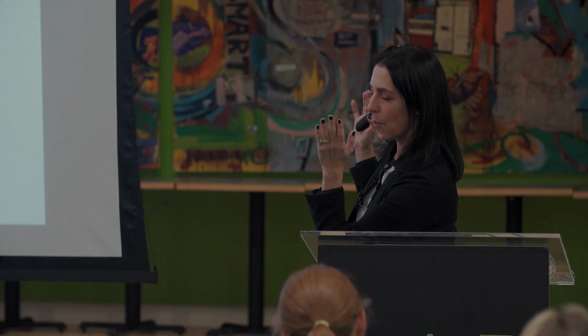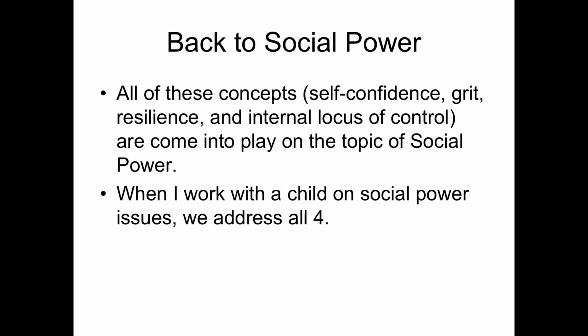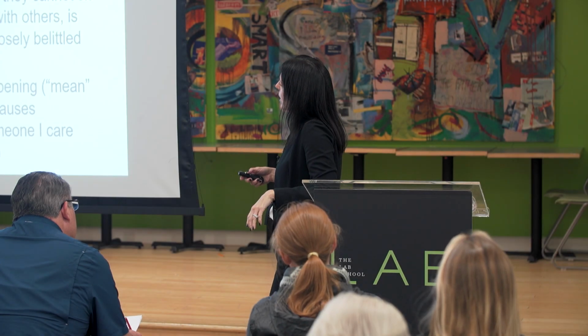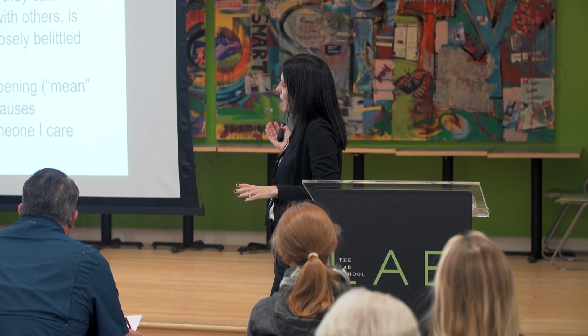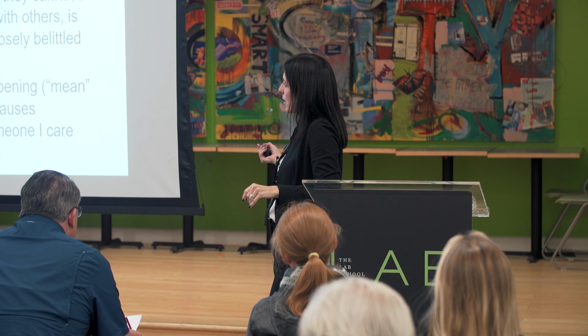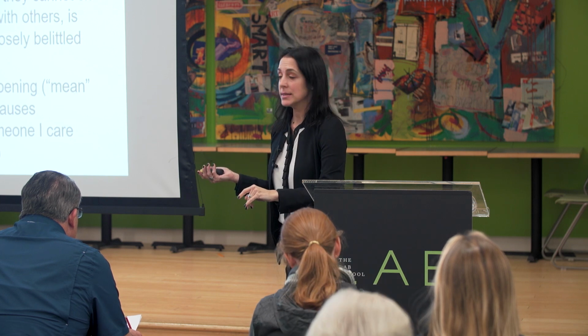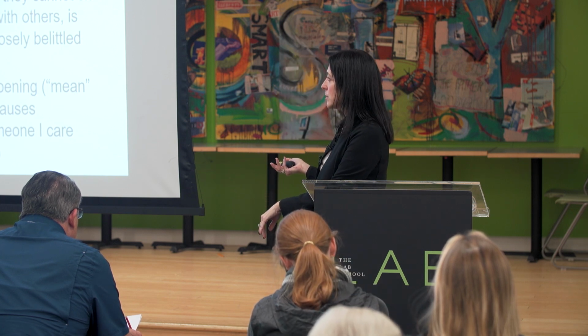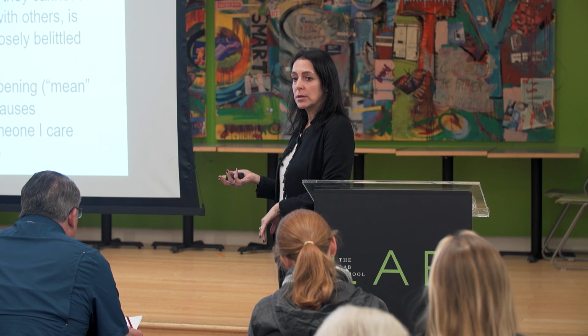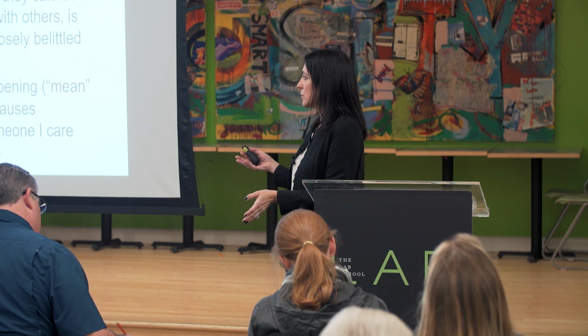Okay, so why did I just go through resilience and grit and internal locus of control and self-confidence? Because they all relate to social power. They all play a role in this. And so when I work with the child about social power issues, we address all four. It goes hand in hand. Okay, so when someone tries to have power over you, they're experimenting with social power. If your child is told they can't sit at the table, they can't play with others, is purposely excluded, belittled, or teased, they're in the throes of social power.